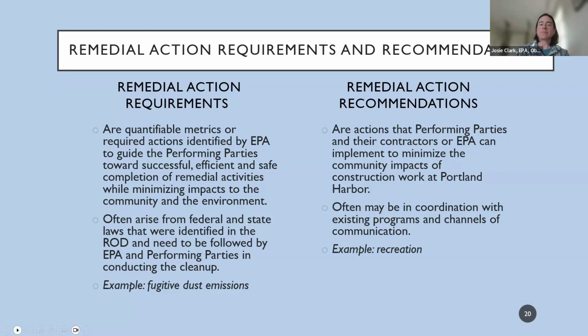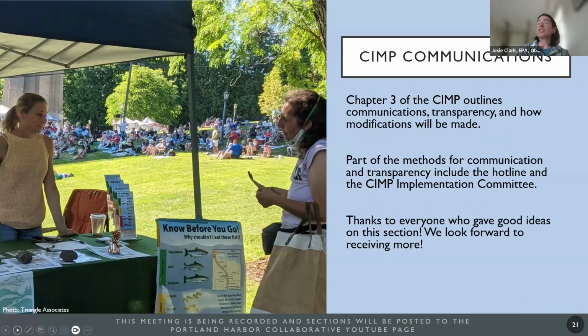All right, next slide. One of the big changes we made between getting feedback on the annotated outline and what you'll see in this draft is we added a whole new section on communications. Chapter 3 of the CIMP outlines the communications, transparency, and how modifications to the CIMP will be made. One of the two main features is that we're going to stand up the Portland Harbor Complaint and Information Hotline and a Community Impacts Mitigation Plan Implementation Committee.